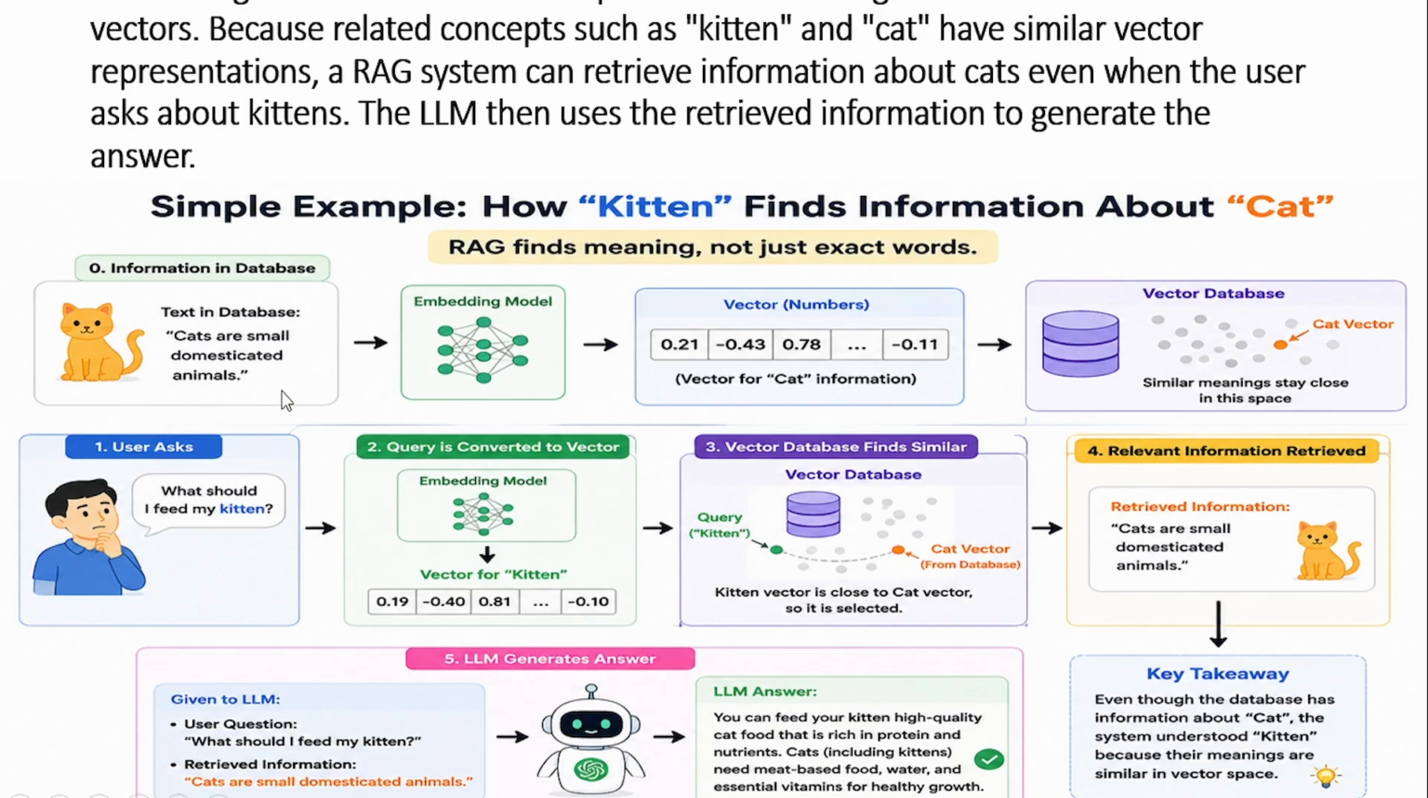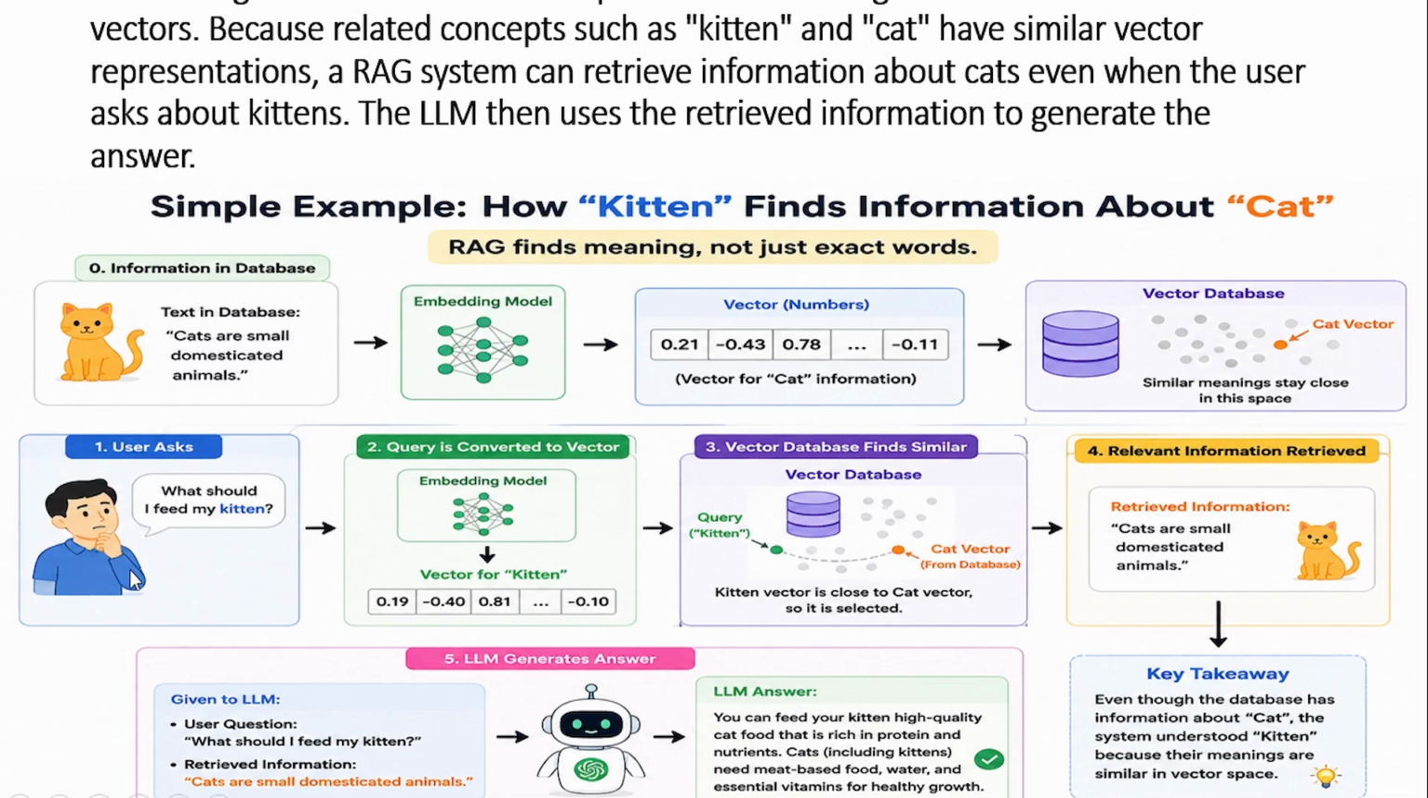This is the information which is kept in the database: cats are small domestic animals. Then the embedding model converts this text into vector form, or numbers. You can see a vector for the cat information, and then it is stored in the vector database. During storage, items with similar meaning stay close in this space.